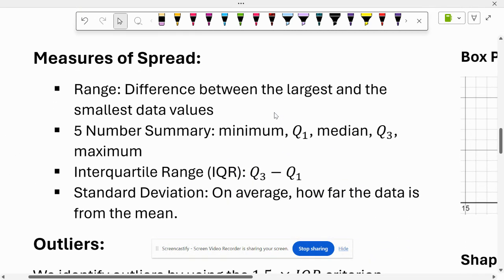We're going to talk about measures of spread. So the range tells us how far apart our data is because we take the largest minus the smallest. So it tells us that all of our data points fall in this range. The 5-number summary, which we used today, right, using our calculator. The interquartile range also describes our spread. And then our standard deviation describes our spread.